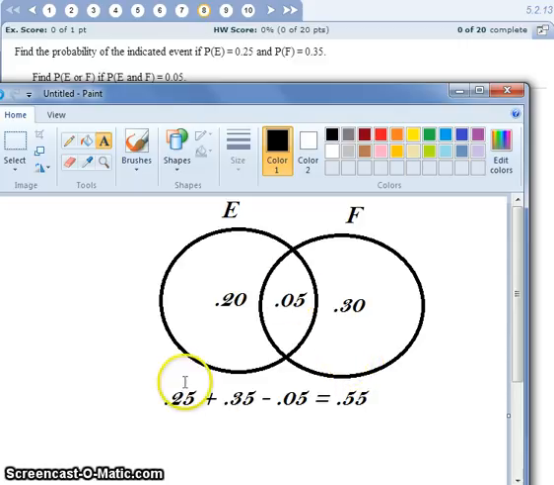So visually, if you add together the E circle, the chances it happens, plus the chances the F circle happens, you'll see this 0.05 gets counted twice. It gets counted when E happens. It also gets counted in the F circle. So you've got to subtract it because we don't want to double count the likelihood of this.